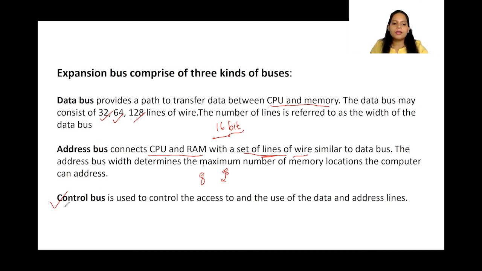Next one is the control bus. This control bus is used to control the access to and the use of the data and address lines. So basically it is controlling the use of the data and the address lines. These two are controlled using our control bus.